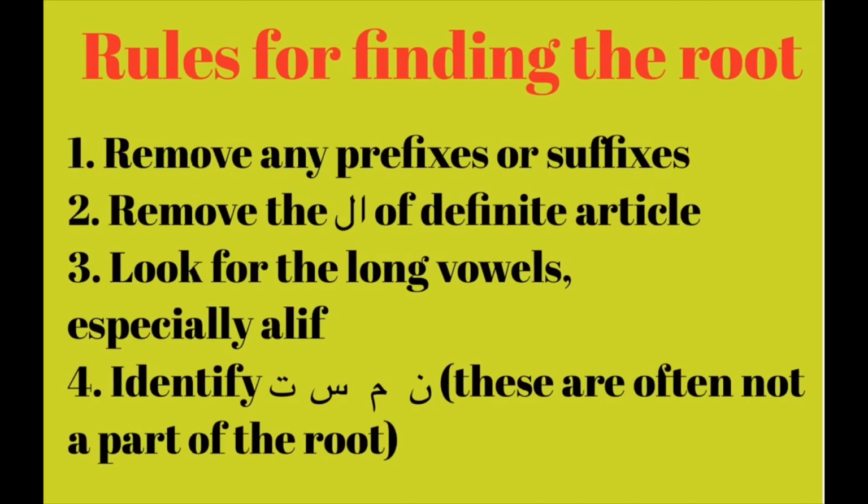Here are some rules for finding the root of an Arabic word. First, remove any prefixes or suffixes from the beginning and the ending of the word. Secondly, remove the aleph lam of the definite article. Number 3, look for the long vowels, especially aleph. Aleph can never be part of the root, although hamza can. Look for the letters ta, sin, mim, and nun. These are often not part of the root.